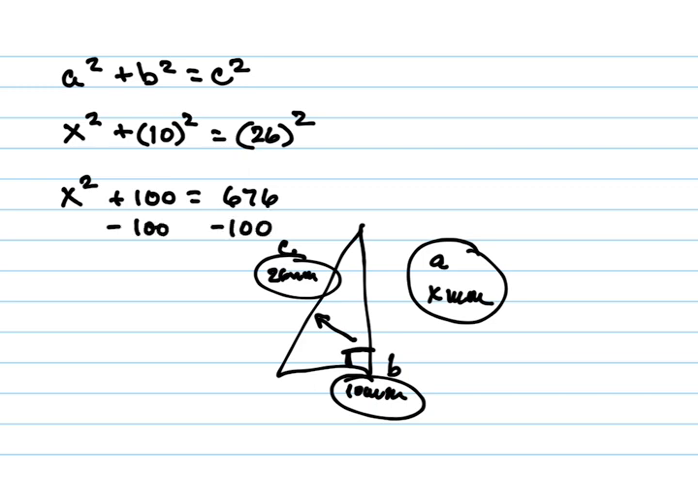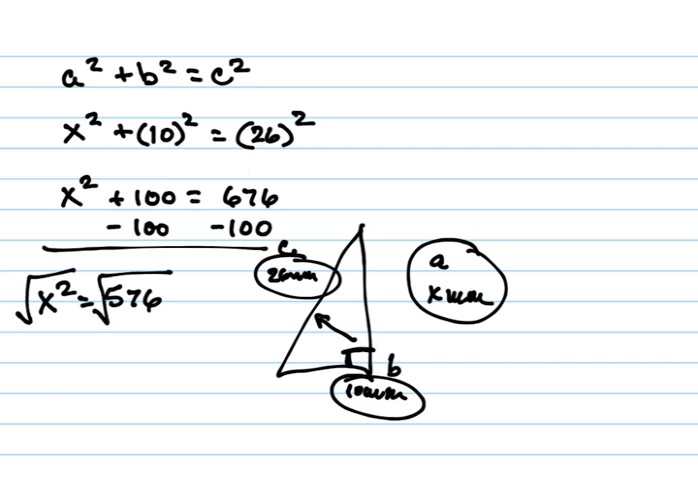Minus 100 from both sides, which gives me x squared equals 576. Then the only thing that's left to do is get rid of the square. To unsquare something, I take the square root. So I'm just going to take the square root of both sides. On this side, that's easy. Those two things are opposites, so that's just going to eliminate each other.